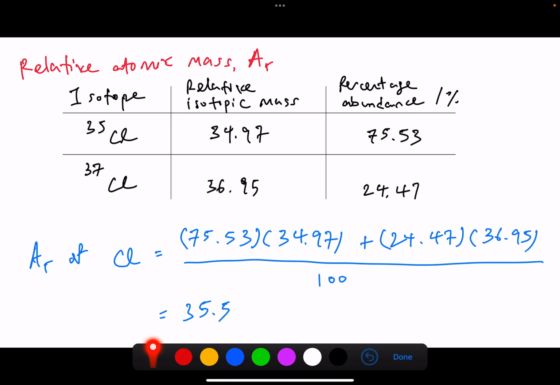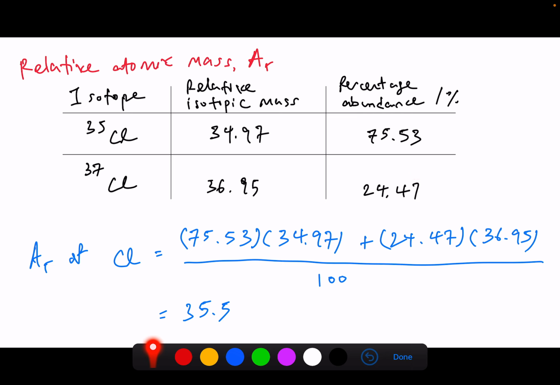So this is an example showing how we calculate the relative atomic mass of chlorine. As mentioned in our previous video, which you can check out again, we have two different isotopes, chlorine 35 and chlorine 37. Chlorine 35 is more abundant, at 75.53% compared to 24.47% of chlorine 37.